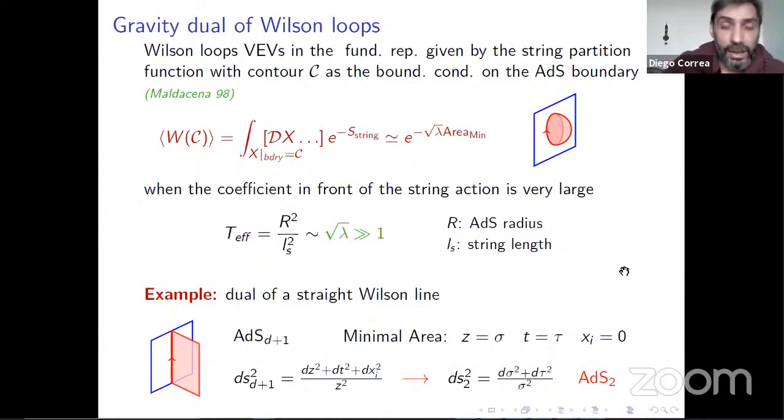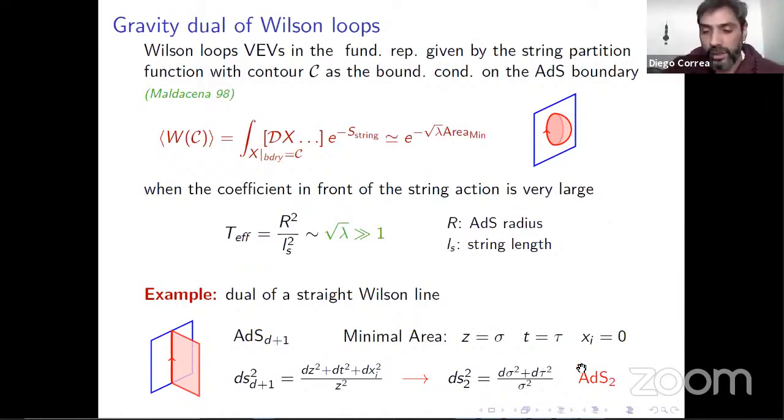the dual of a straight Wilson line. Say we consider AdS_{d+1} in Poincaré coordinates. This z variable is just the radius of AdS, and the boundary is at z equal to 0. So here at z equal to 0, we have a straight line. It turns out that the minimal area configuration with this boundary condition is a worldsheet that extends all the way on z and some transverse coordinate t. If you consider the pullback of this worldsheet, the induced metric on this worldsheet is again an anti-de Sitter, an AdS2.